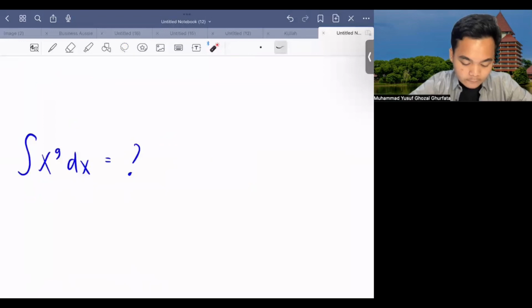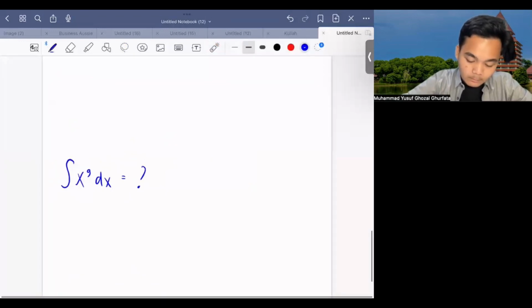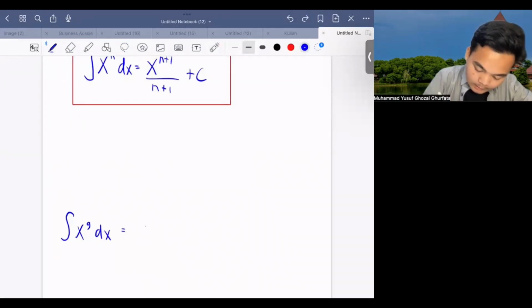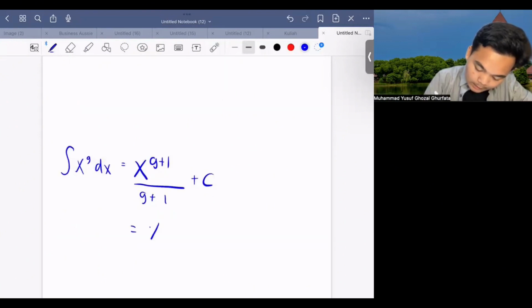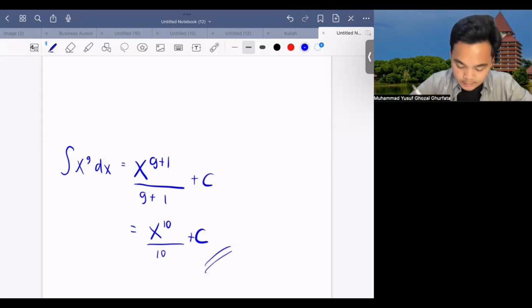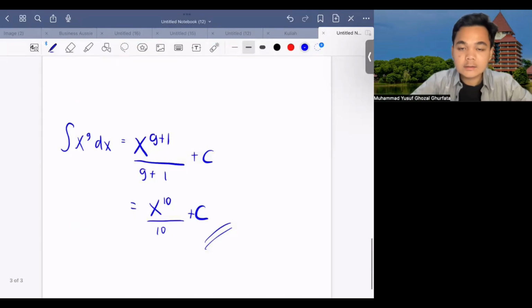So the example: find the antiderivative of x to the power of 9. Based on the formula, we can use x to the power of 9 plus 1, divided by 9 plus 1, plus c. So it is x to the power of 10 divided by 10 plus c. There you got it, you guys. This is the answer. Simple, right?